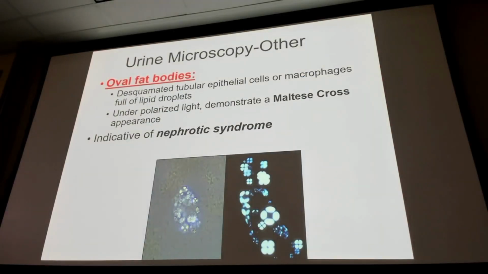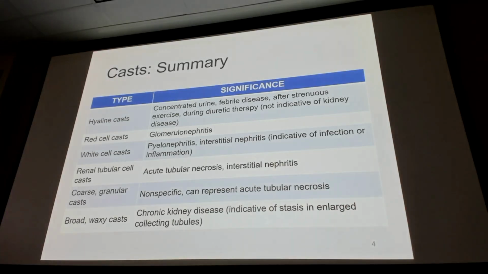Now, you might be expected to know what that is, right? That should be pretty self-explanatory, pretty straightforward, right? We've talked about oval fat bodies and Maltese crosses several times during the course of the block. But no, there's not going to be anything that says identify this cast.